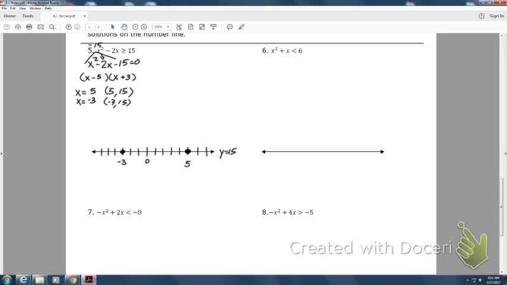So I'm going to go back up to the original. So I'm going to have 1 squared minus 2 times 1 greater than or equal to 15. I'm just picking that x value of 1. So 1 squared is 1. Negative 2 times 1 is negative 2. Is negative 1 greater than or equal to 15? Is that true or false? False. So am I going to shade in between the dots, Manny, or am I going to shade outside the dots? Outside.